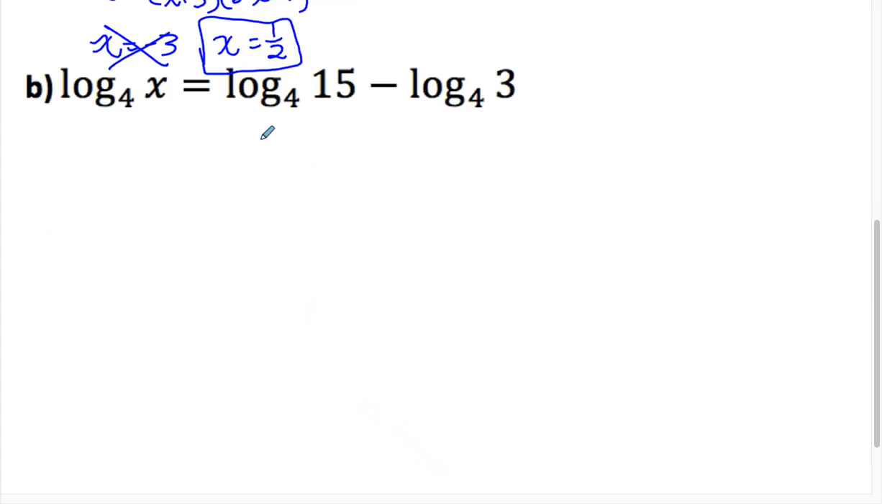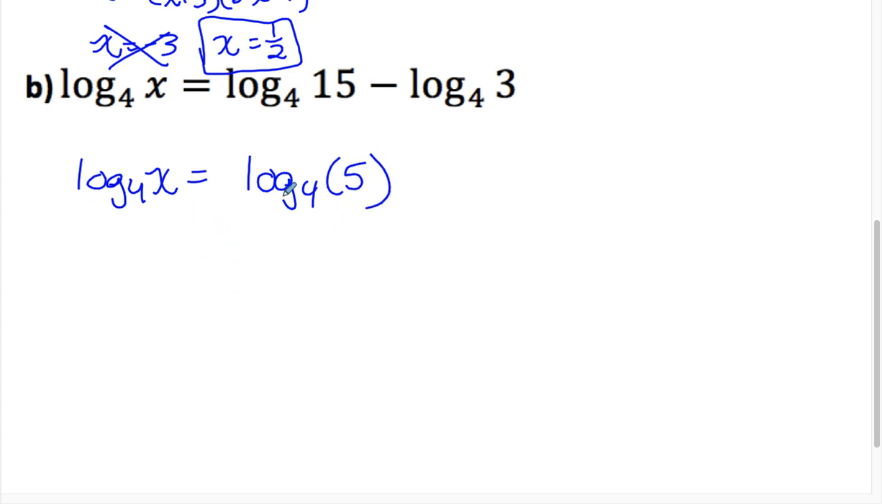Let's do one more logarithmic equation, and this one's actually a little quicker. So we have log base 4 of x equals, now I have the difference of two logs with the same base. When we have the sum of two logs with the same base, we can multiply the arguments. When we have the difference of two logs with the same base, we can actually divide the arguments. So we can write it as one log with the arguments divided. 15 divided by 3 is 5.